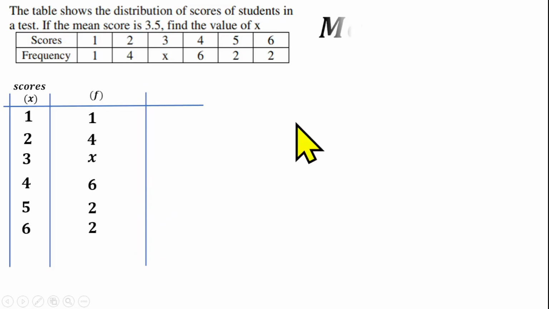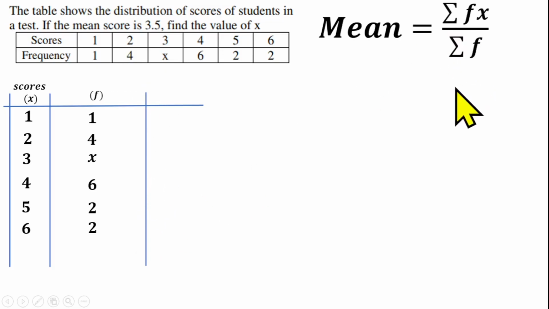So then you know that our mean is summation fx over summation f in case of this group data. So we need to sum our f together. If you sum your f together, we have 1 plus 4 gives us 5, plus 6 is 11, plus 2 gives us 13, plus 2 gives us 15. So we have 15 plus x as our summation of f.